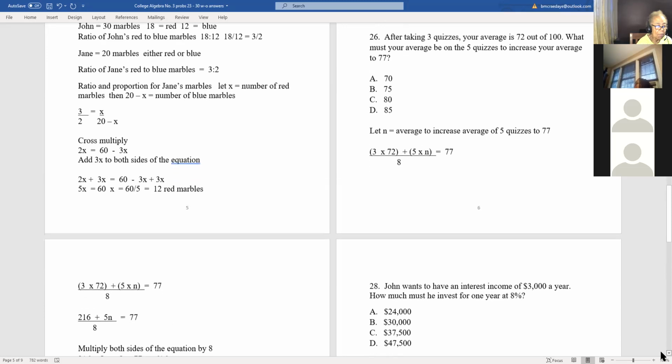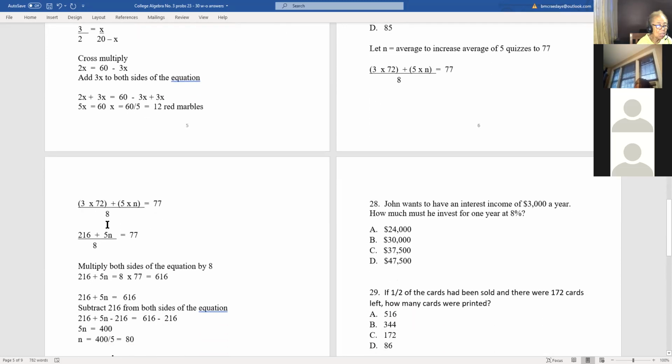Then we just simplify this equation, multiply both sides by 8. So on the left side, 8 divided by 8 is 1. So we're just left with 216 plus 5n. 8 times 77 is 616. Now we want to get the n by itself with the 5. Subtract the 216 from both sides and we get 400. 5n is 400. Divide both sides by 5. n is 400 over 5, which is 80. And that's our answer.